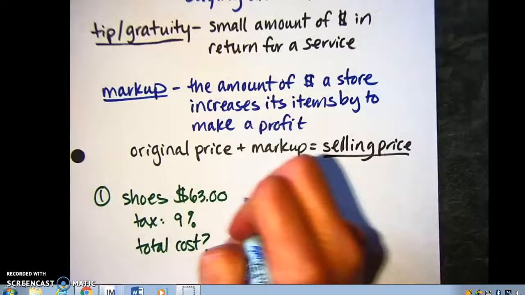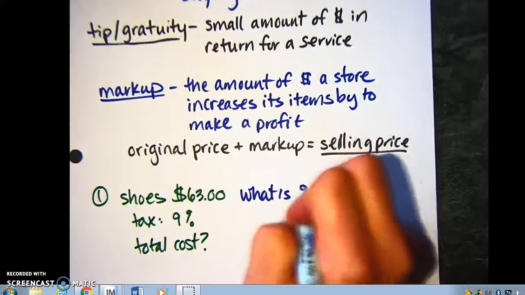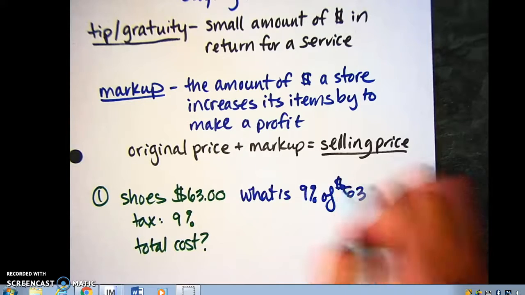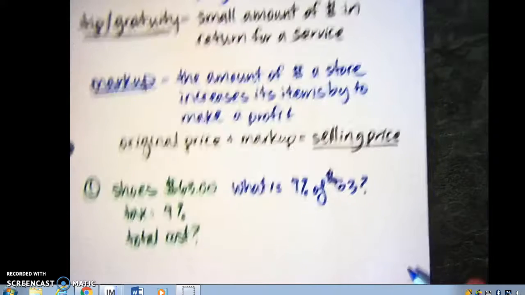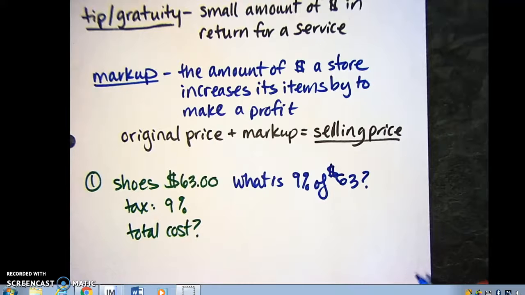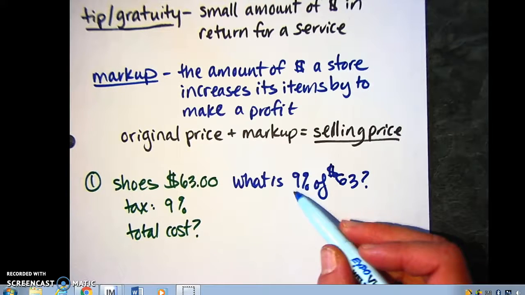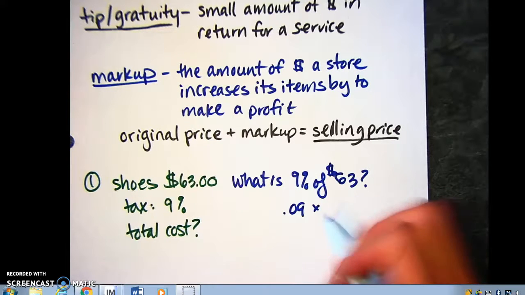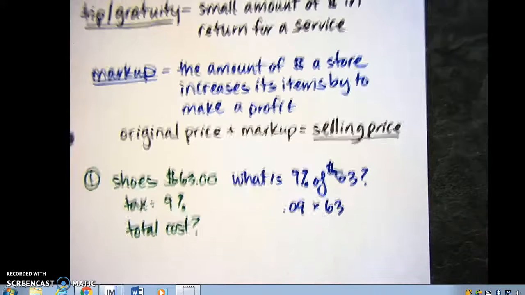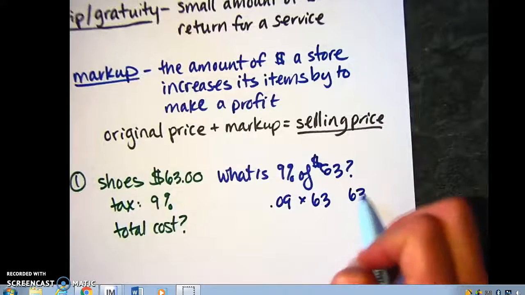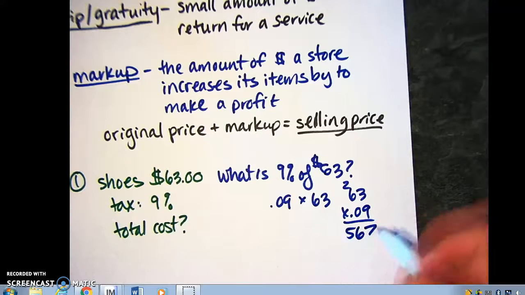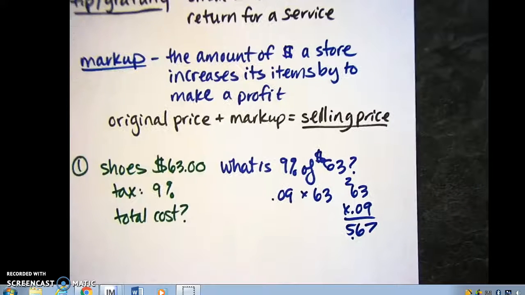In other words, we're asking ourselves, what is 9% of $63? Oh, sorry for the mess. What is 9% of $63? There are multiple ways that you could set this up. Here's one way. Change the 9% to a decimal, 0.09. Of means times, 63, and simply multiply. Make sure you have 2 numbers behind the decimal point. So our tax is $5.67.